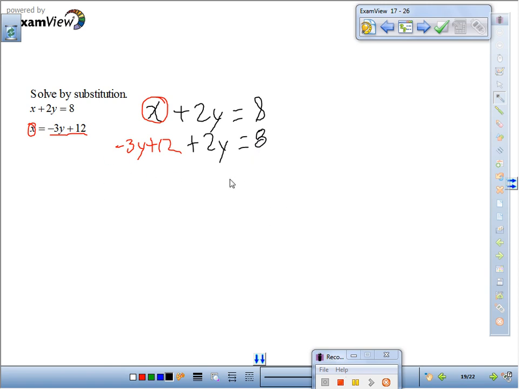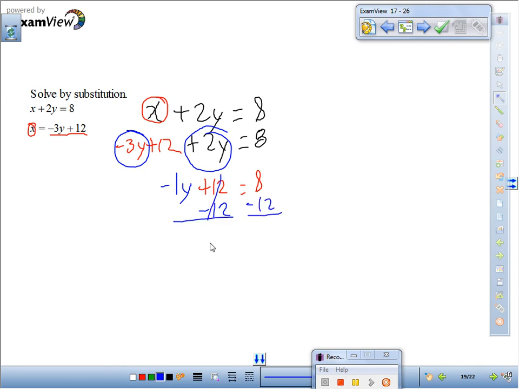From there, can we solve for y? Yes, let's combine like terms. Negative 3y plus 2y, that's negative 1y. I bring everything else down, the 12 and the equals 8. From there, I need to leave y by itself. That means I need to subtract 12 from each side. We're left with negative 1y equals negative 4. What's my last step? Divide by negative 1. Y equals 4.